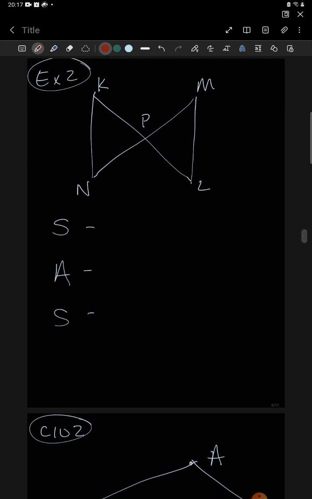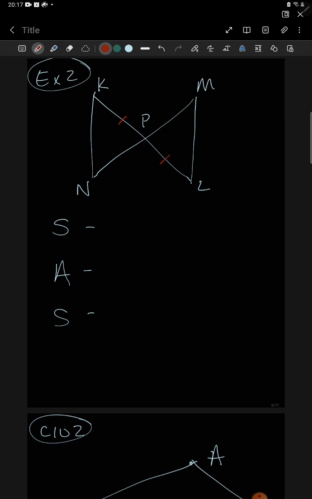It says the figure shows part of the support structure of the Statue of Liberty. Use side angle side, or SAS, to explain why triangle KPN is congruent to triangle LPM. Okay, so I've drawn the diagram here, and we're going to mark what we know. It's given to us that segment KP is congruent to segment LP.